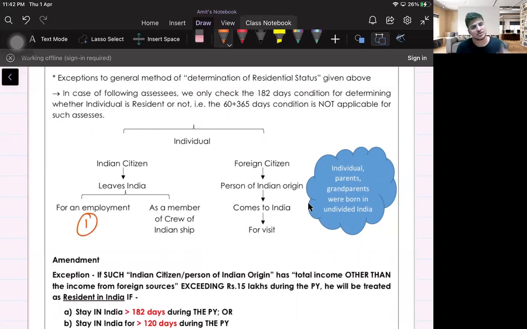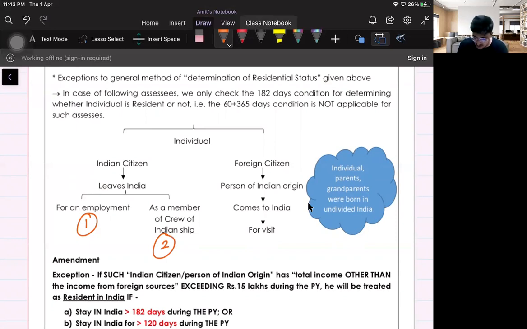Your second category is you are an Indian citizen who is leaving India as a member of the crew of an Indian ship. You are a crew member of an Indian ship, you are an Indian citizen and you are leaving India. In that case, you will fall under the second category wherein the second basic condition is not at all applicable. You have to check only the one basic condition of 182 days.